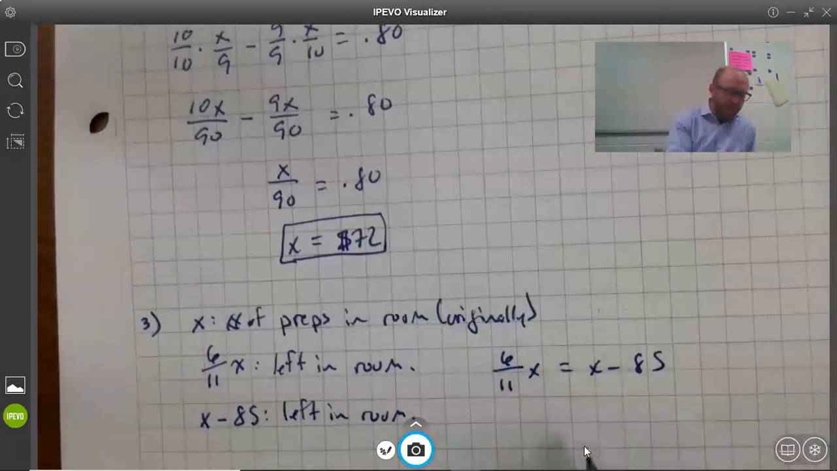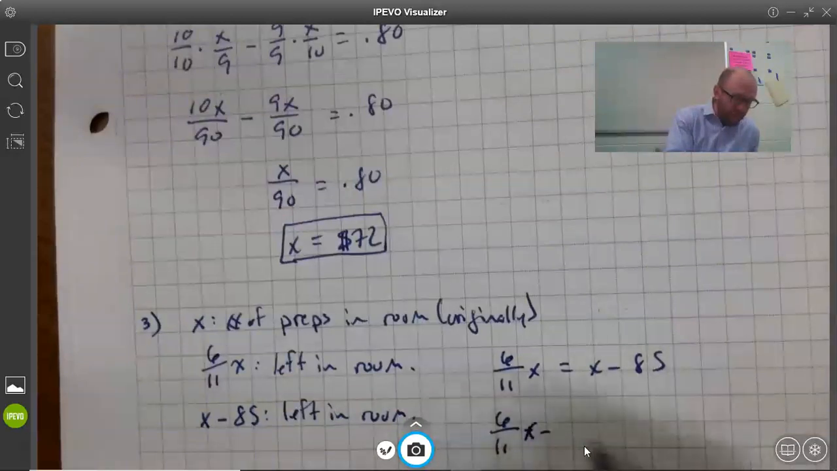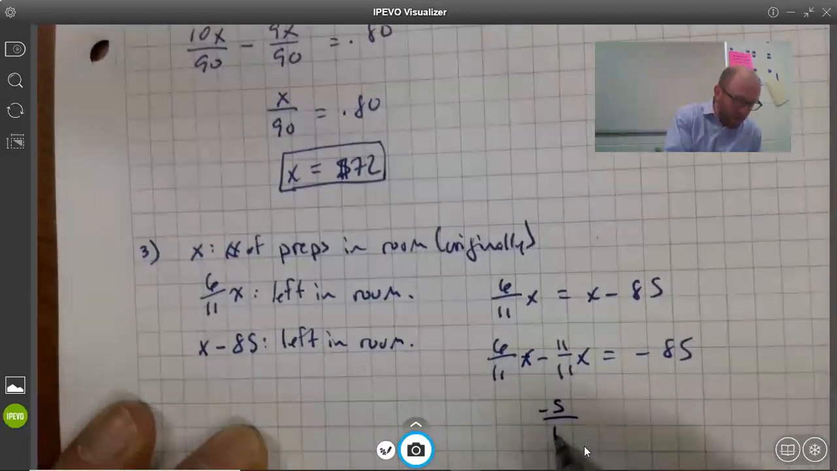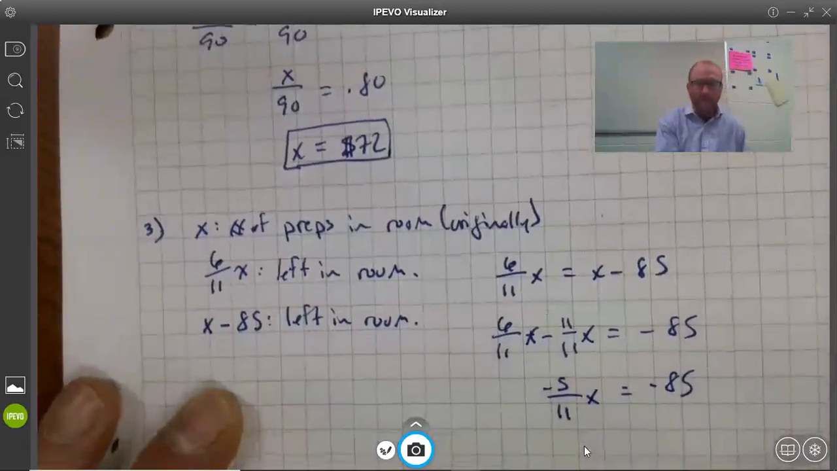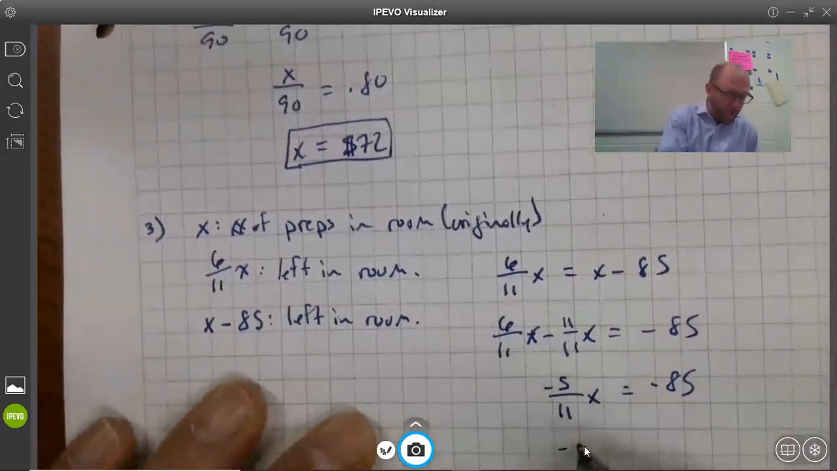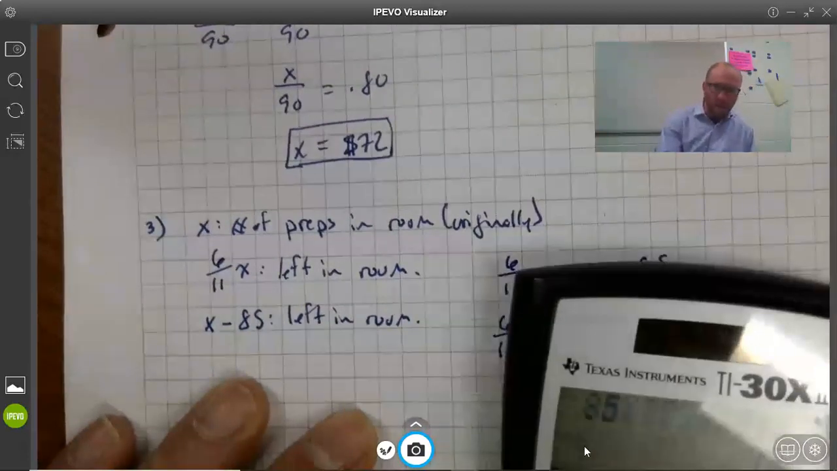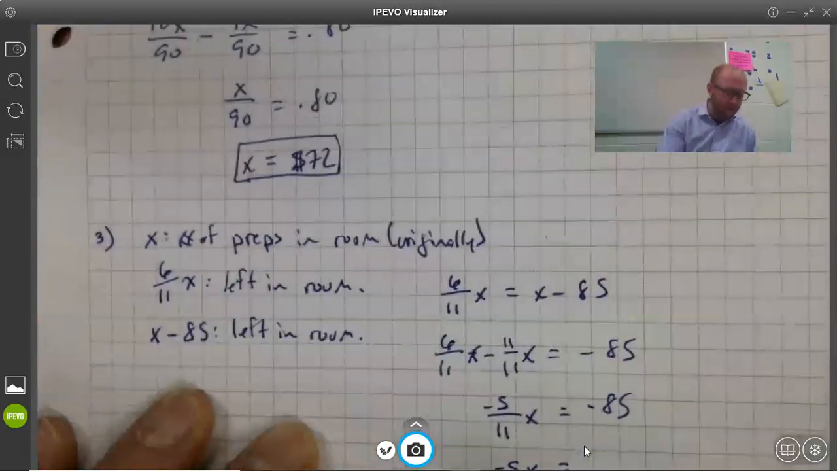So let's see, I'll subtract X from each side. So this is like 11/11ths X. So 6 over 11 X minus 11 over 11 X. So then 6 minus 11 is negative 5 over 11 X equals negative 85. So I can multiply both sides by 11. Negative 5X equals 85 times 11. That's going to be 935.